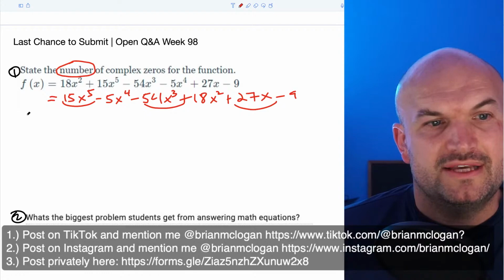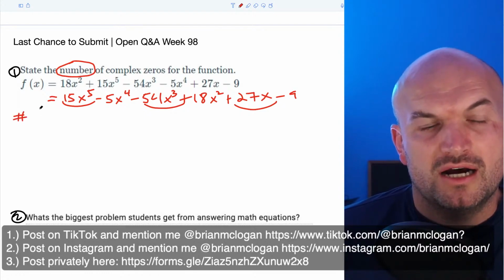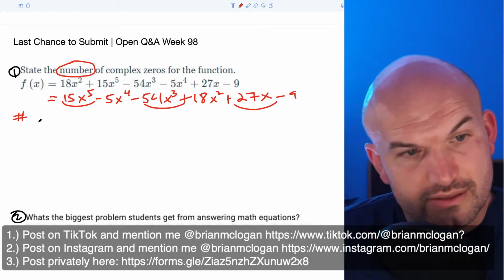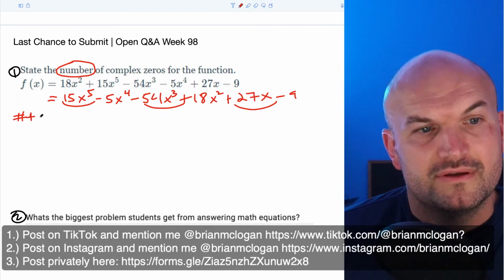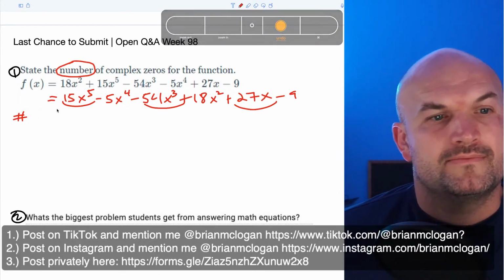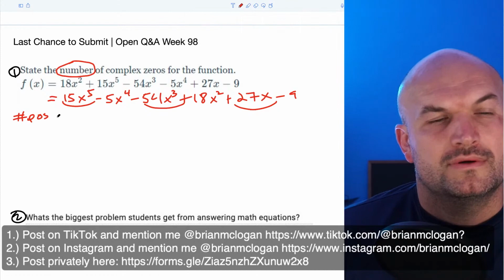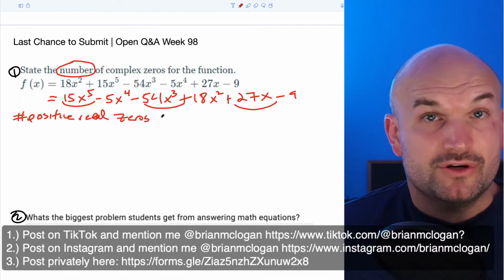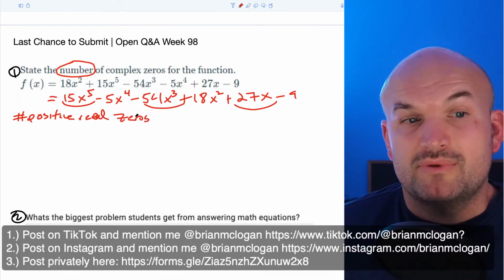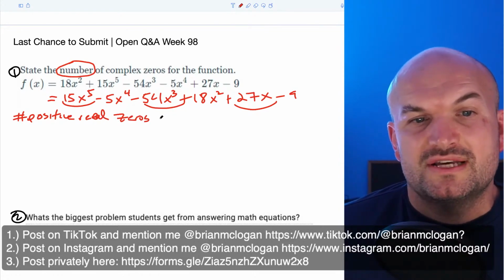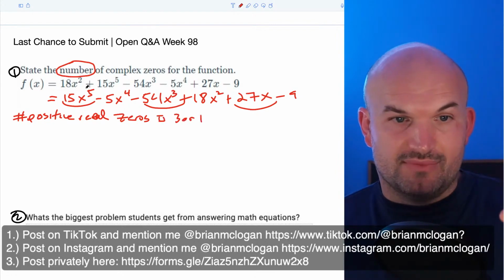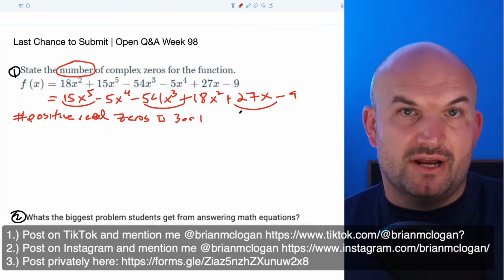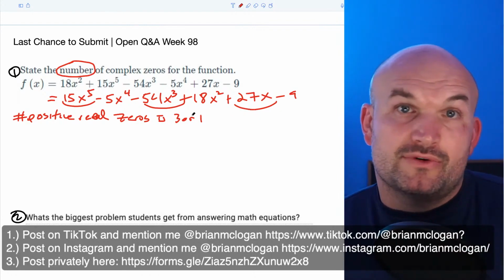So we could say the number of positive real zeros. Again, we don't know what they are. We just know the number of positive real zeros is 3 or 1. So you take the number of sign changes, which is 3, and then subtract an even number, which would be 2, and then we get 3 or 1.